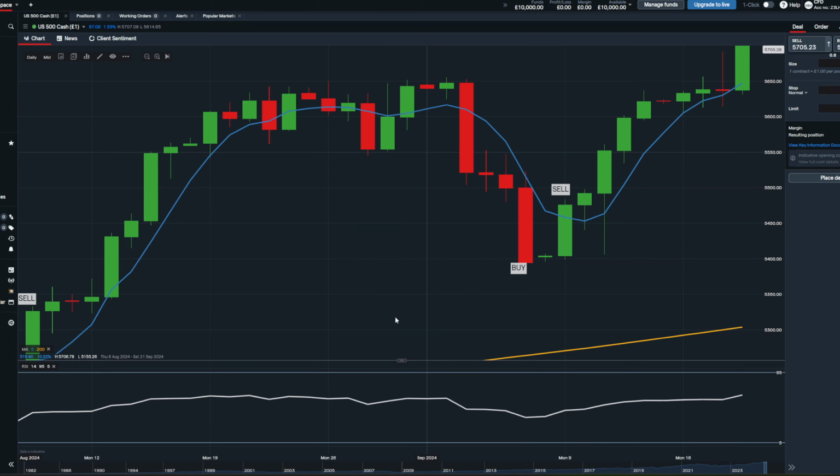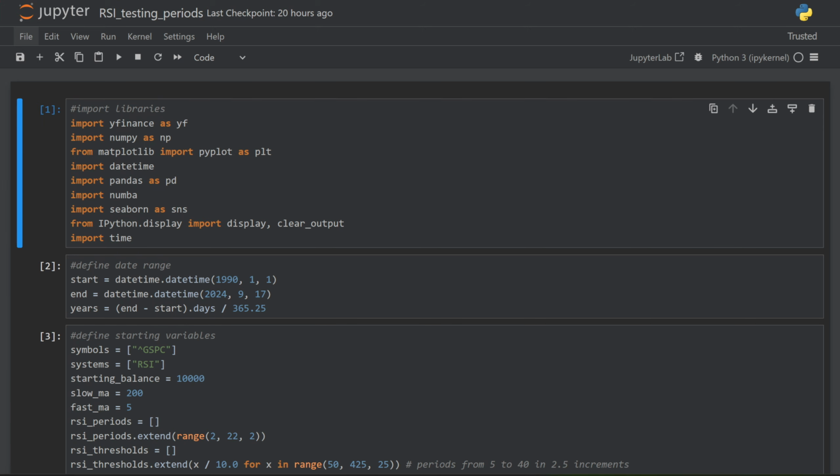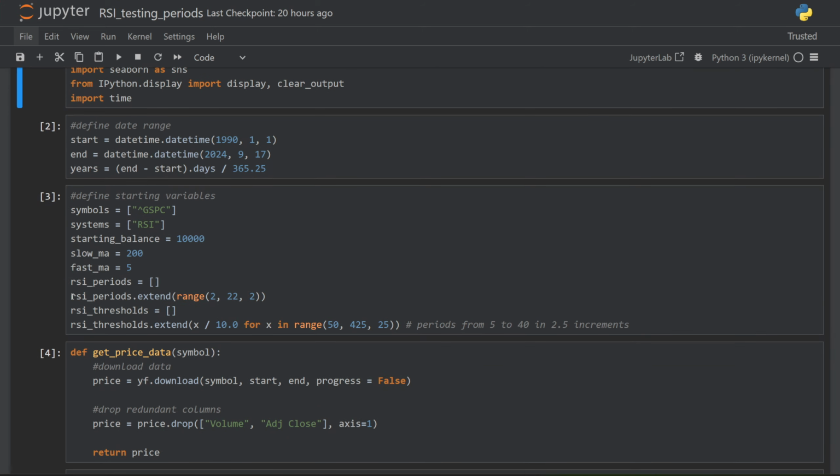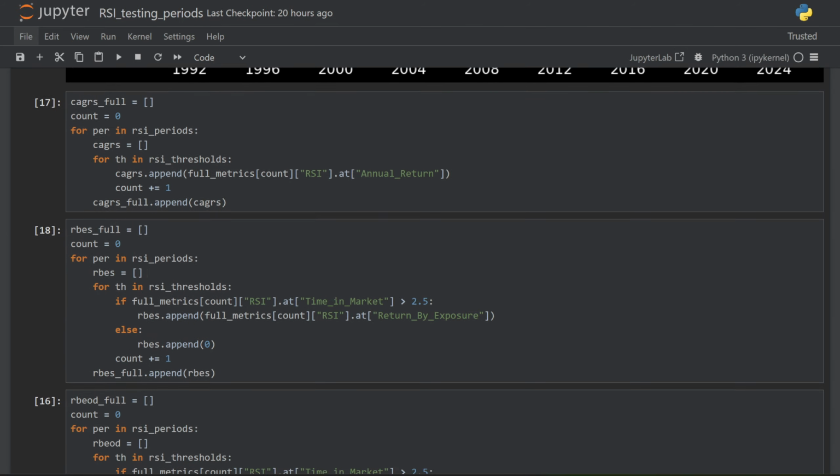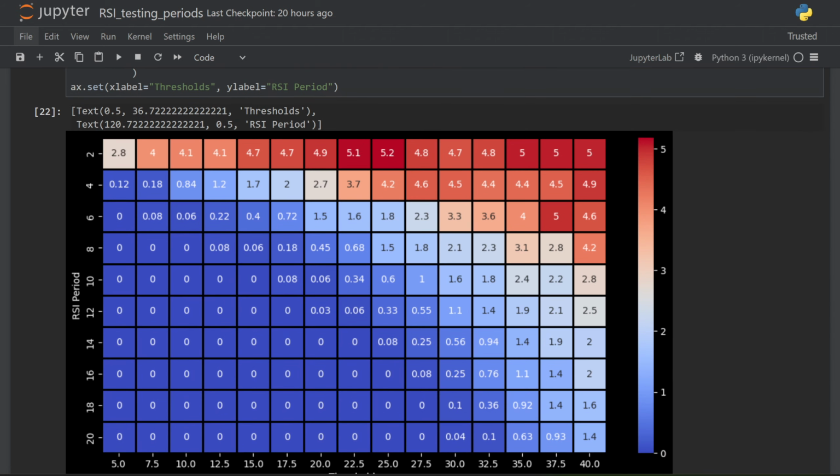So that got me thinking about comparing different RSI periods and different thresholds. I set up a separate backtest specifically for this, where I generated a whole bunch of RSI periods from 2 up to 20 and a bunch of RSI thresholds from 5 up to 40. And I then ran a backtest on all of those parameters. To visualize the results, I used these heat maps.